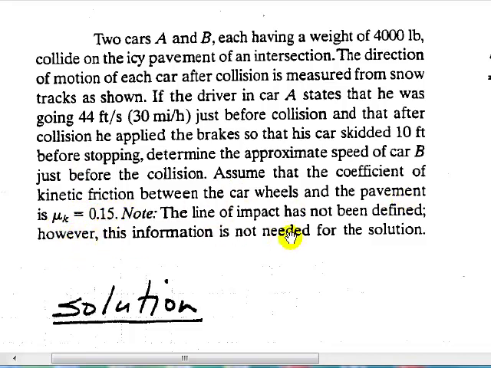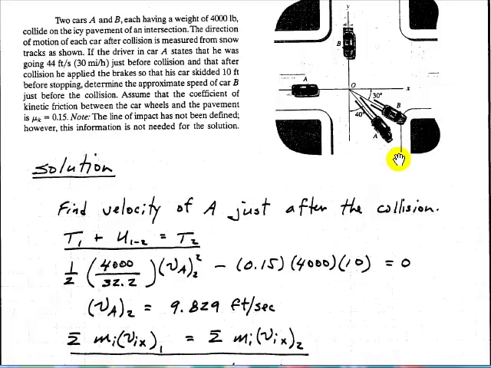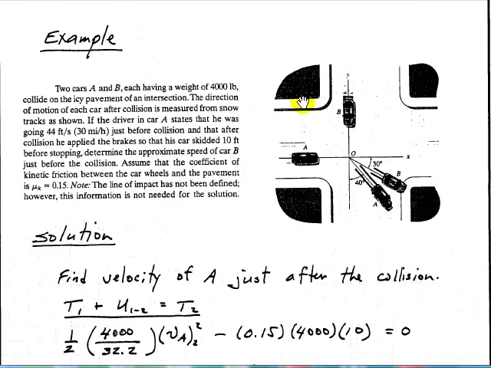Note the line of impact has not been defined. However, this information is not needed in this solution. This says the solution is going to maybe be a little weird. We're just going to have to see what we can say that's true and see what turns out. Okay, so we have our picture of the problem, in which we have car A traveling into the collision point. We have car B traveling into the collision point, both at the same speed.